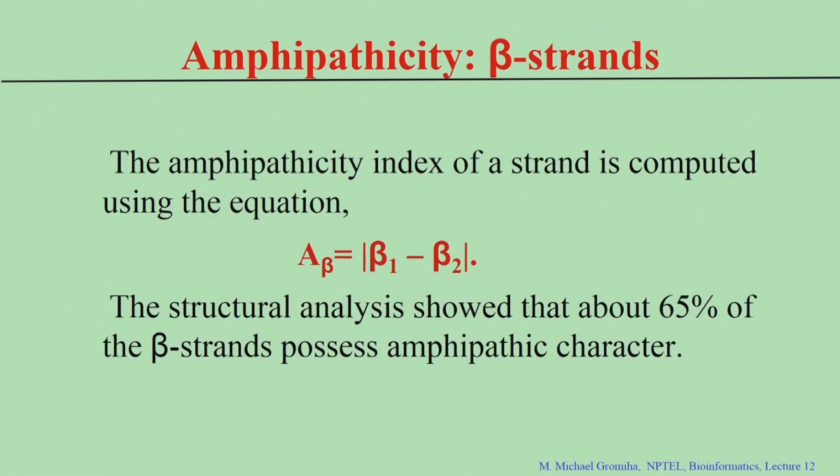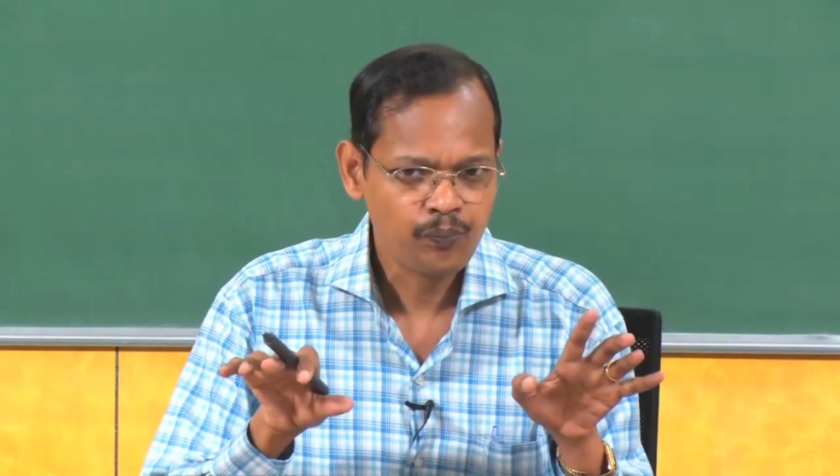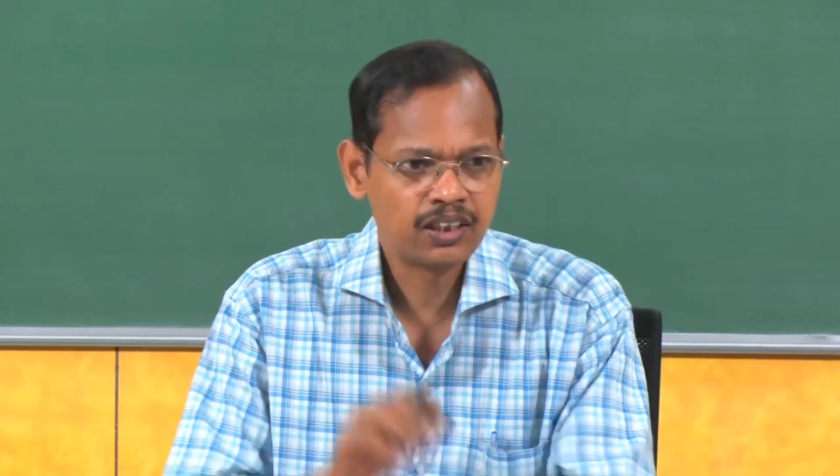Structural analysis also showed that about 65% of the beta sheets are amphipathic in nature. If you take all the beta sheets in the known structures and construct the plots, you can see about 65% of them are amphipathic in nature.